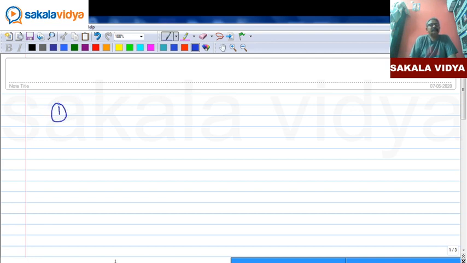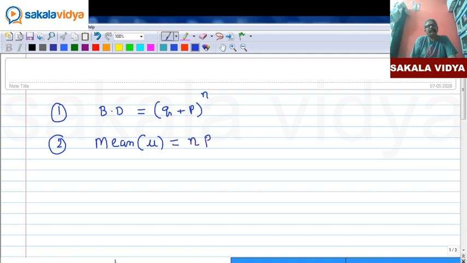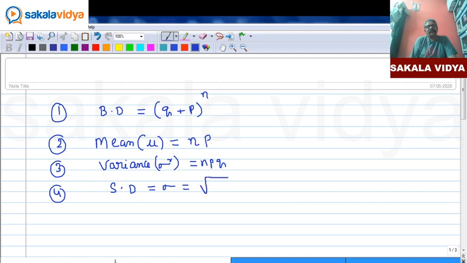First one is BD equals to, don't write p plus q, q plus p whole to the power of n. Second point, the mean mu is equal to n into p, np. Next, variance is sigma square equal to npq. Next, fourth point is standard deviation. Standard deviation is sigma equal to root of npq.